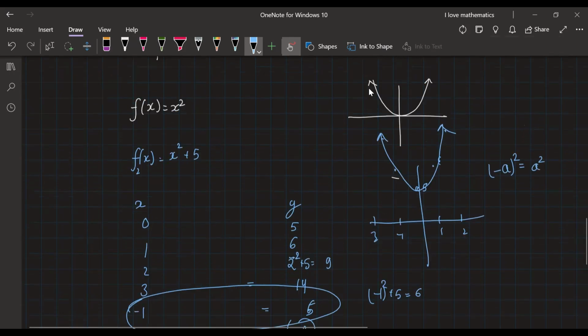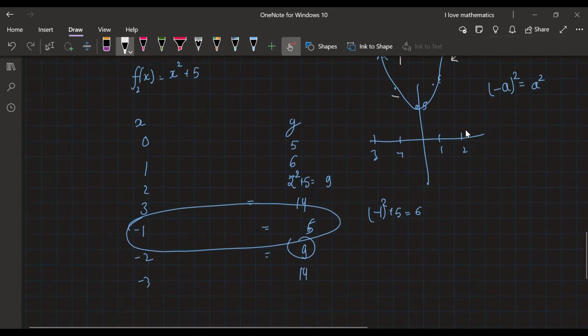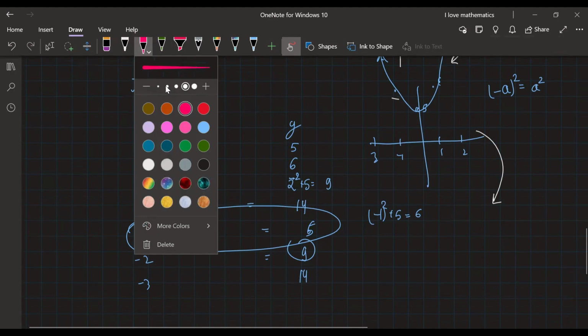But the graph we saw earlier, f of x equals x squared, is this. So how does it transform into this? I want you to observe something here, which is good to observe.